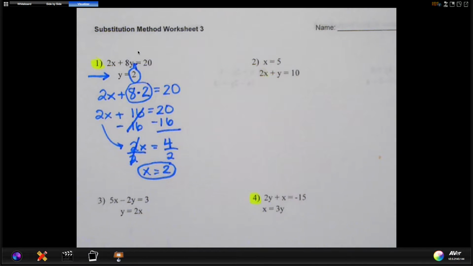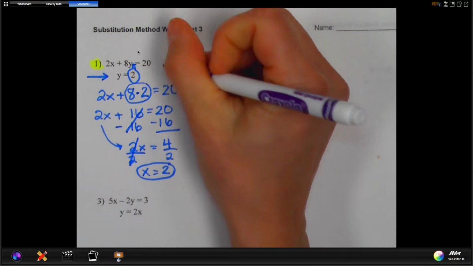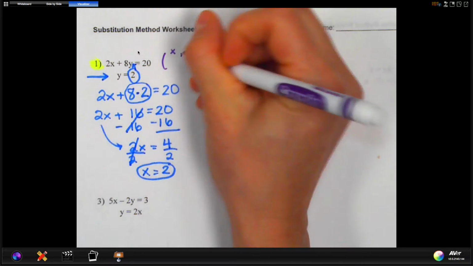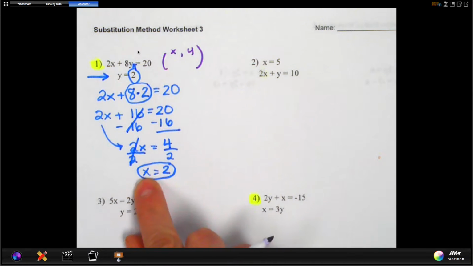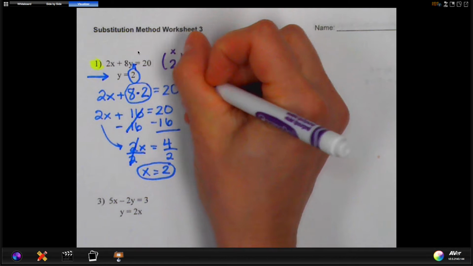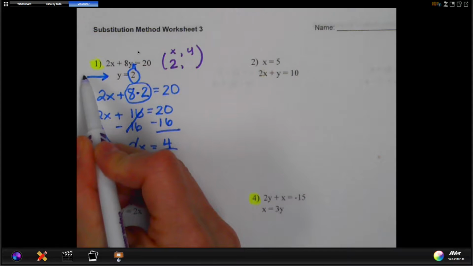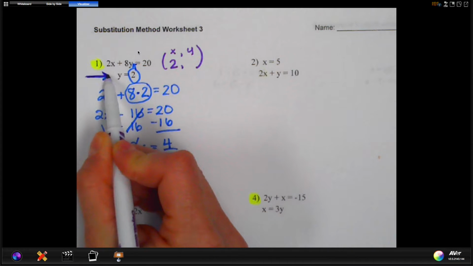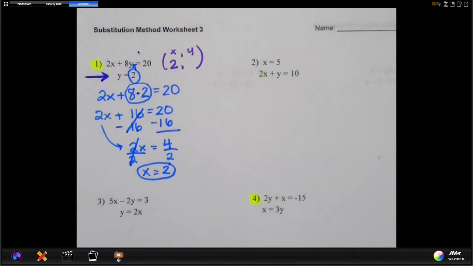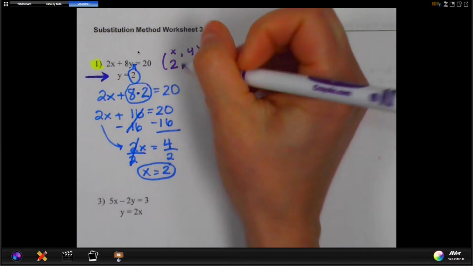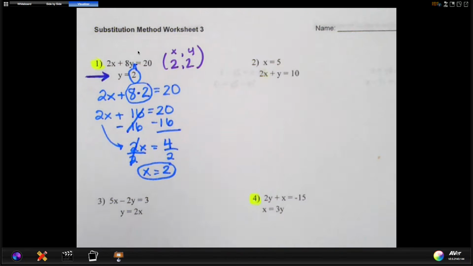Okay, remember that our final answer is an ordered pair. And the ordered pair is going to be x comma y. So we just solve for x. So we're going to put 2 in the first spot. The y now, we're going to go back to the original equation we started with, y equal 2. And guess what? That's all they have there is y equal 2. So our answer for y is 2. And number 1 is done.